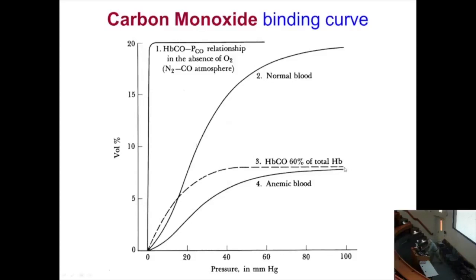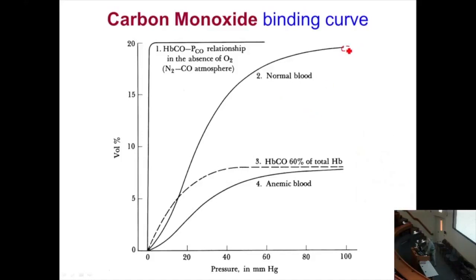And then we have this curve with carbon monoxide, in which 60% of the hemoglobin has carbon monoxide bound. We call that carboxyhemoglobin. This 60% that has carbon monoxide is not available to pick up oxygen, so the oxygen capacity is reduced to only 40% of what it was. So let's think about this.